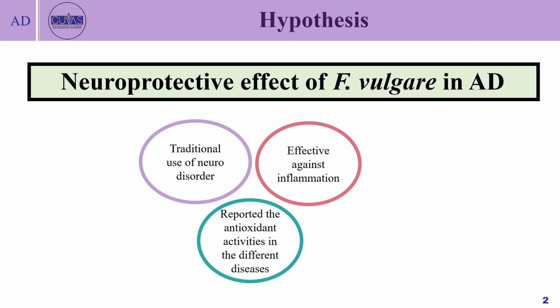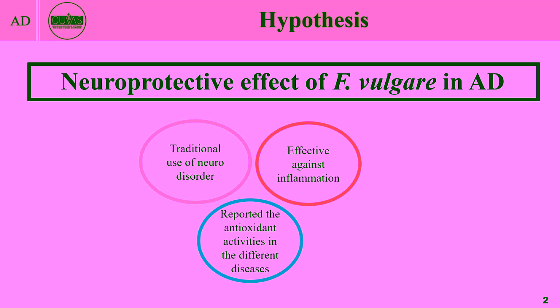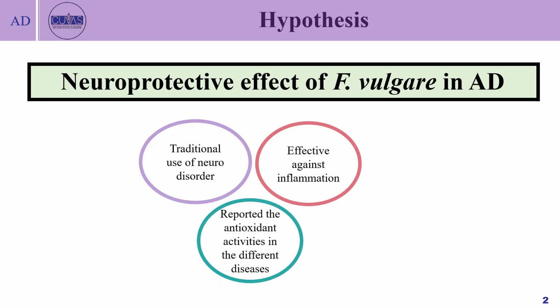So the hypothesis of the study was that Foeniculum vulgare has a neuroprotective effect because it was traditionally used in neuro disorders, and there are few reports that it is effective against inflammation, and there are also some reports that indicate that this plant has antioxidant activities in different types of diseases. So based on these hypotheses, we designed this study.